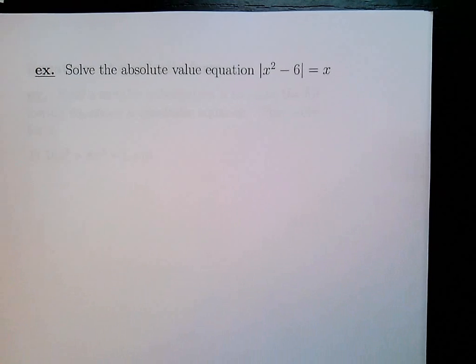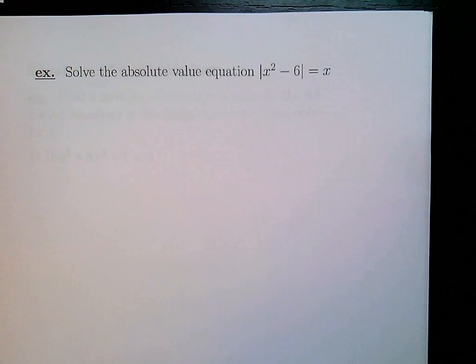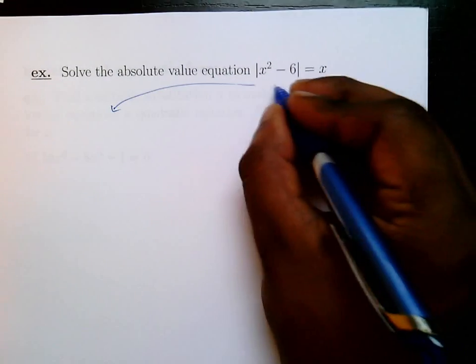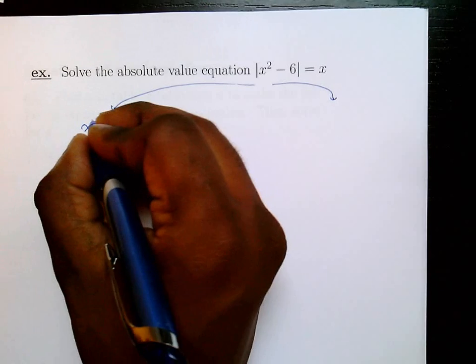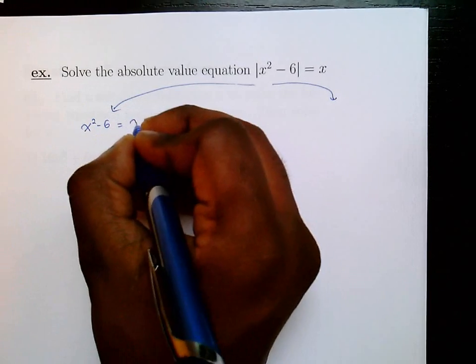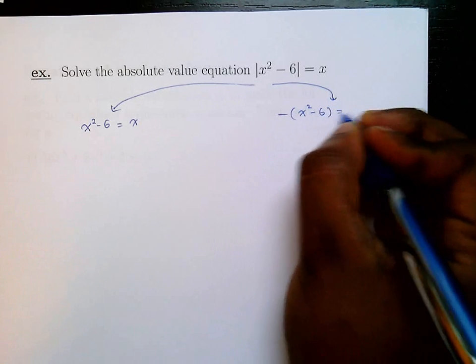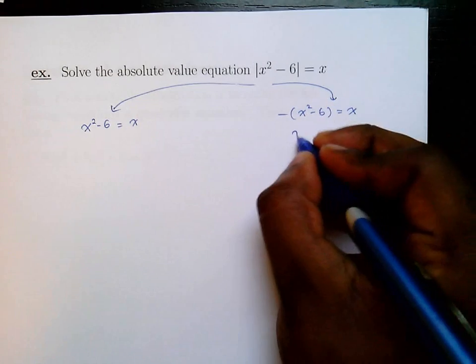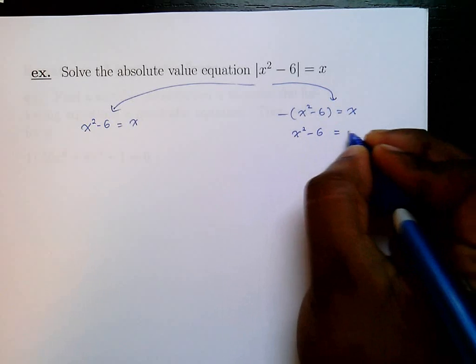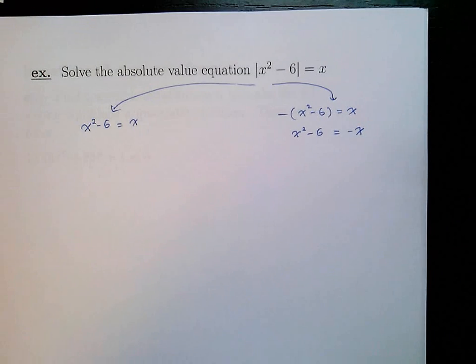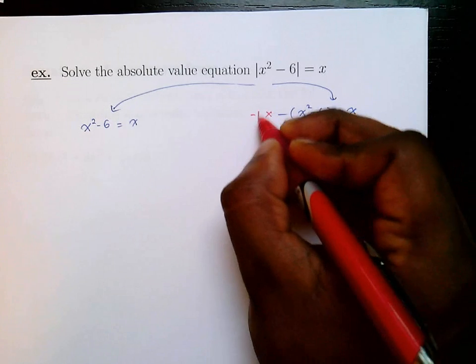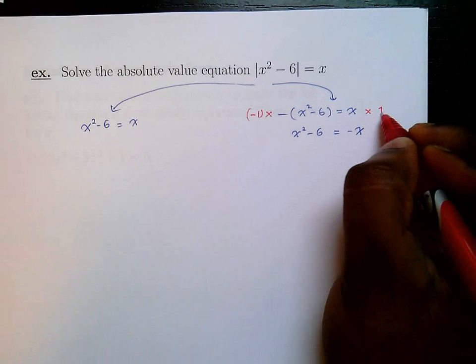Now, absolute value equations, you should split and write it as two different equations. So one of them is x squared minus 6 equals x, and the other one is the negative of the same thing is equal to x. And this is x squared minus 6 is equal to negative x, when you divide both sides by negative 1. Or multiply, doesn't matter.